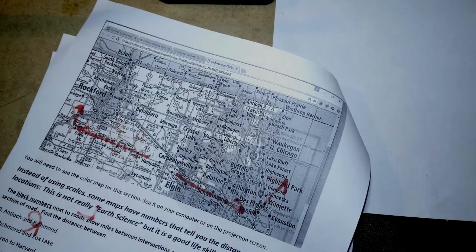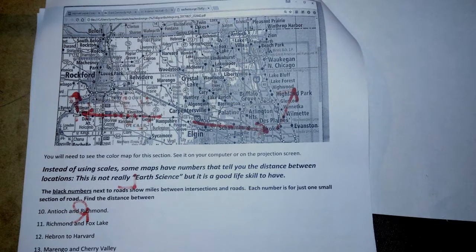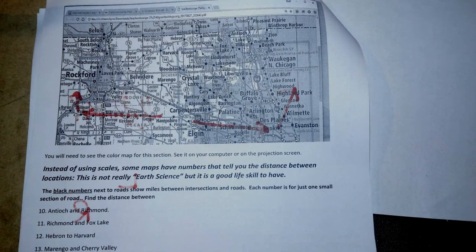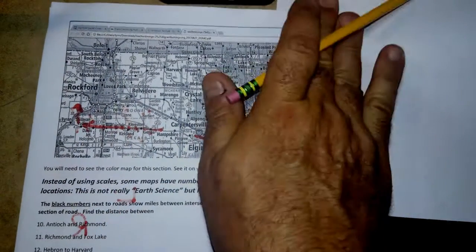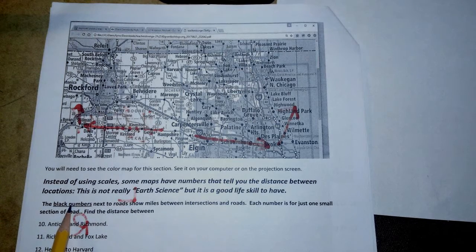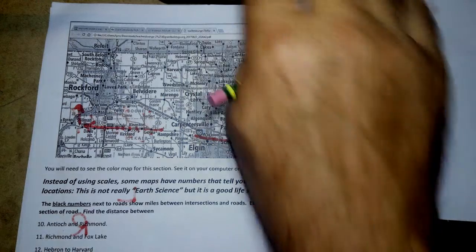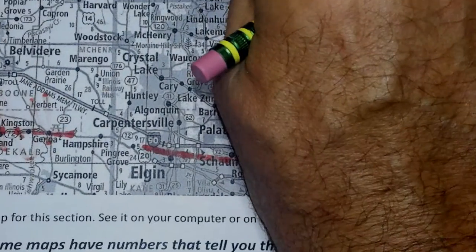Moving on. Instead of using scales, some maps have numbers that tell you the distances between locations. This is not really earth science, but it's a good life skill to have. This is a typical road map here. The black numbers next to the roads show miles between intersections in roads. Each number is just one small section of the road, so we want to find the distance between Richmond and Antioch. Let's zoom in here a little bit.